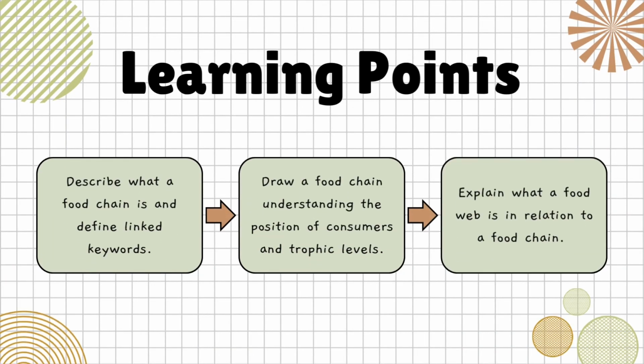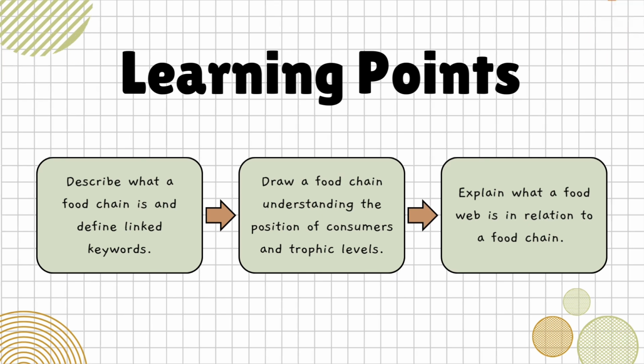So we have here some learning points that you need to know. Describe what a food chain is and define the linked keywords. Draw a food chain, understanding the position of consumers and trophic levels, and explain what the food web is in relation to a food chain. So what is the difference between a food chain and a food web?